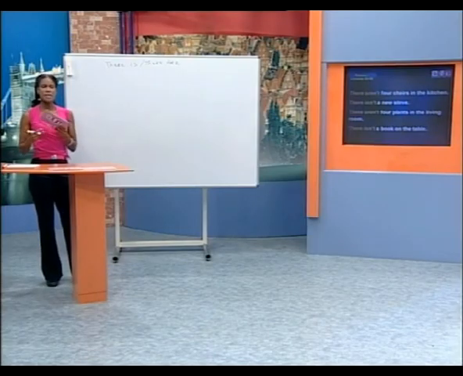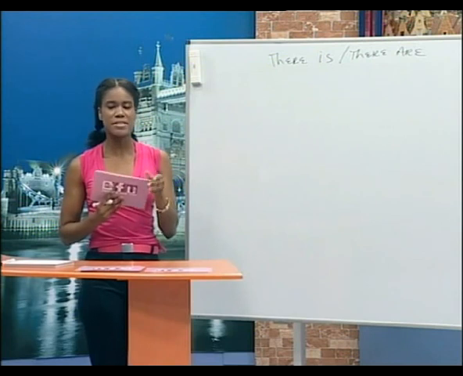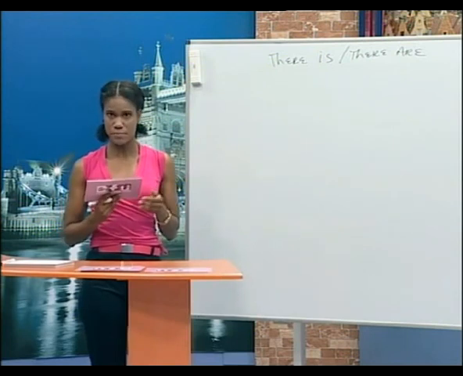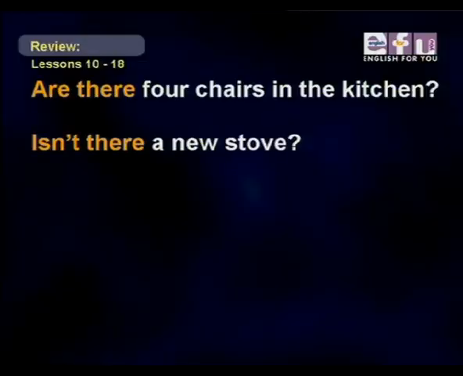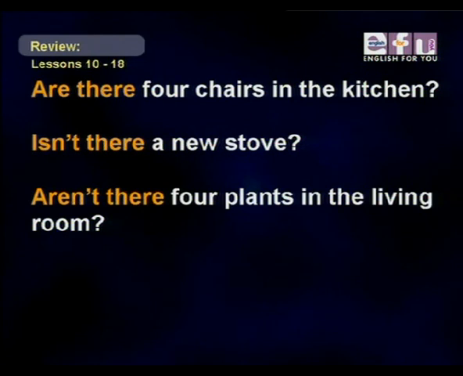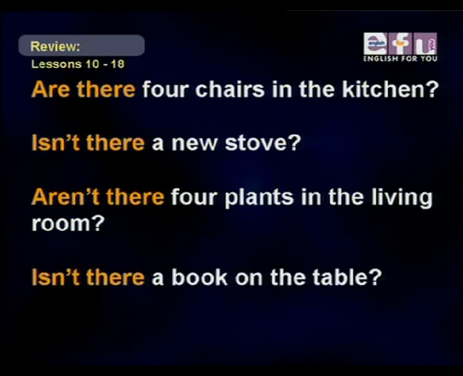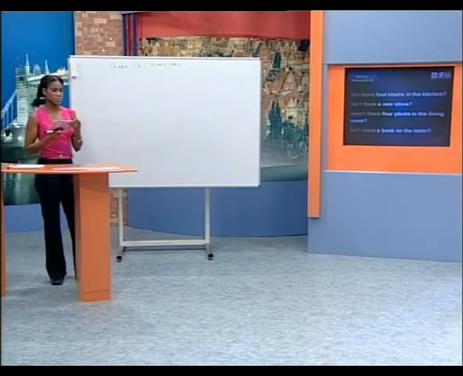There is and there are can also be used in positive and negative question forms. Take a look at some examples. Are there 4 chairs in the kitchen? Isn't there a new stove? Aren't there 4 plants in the living room? Isn't there a book on the table? Okay.